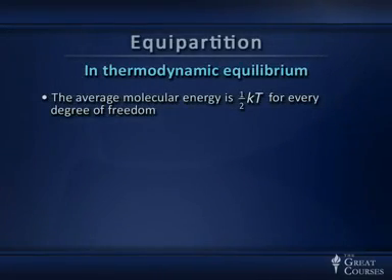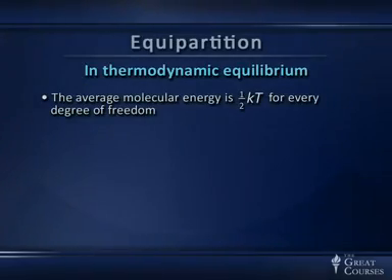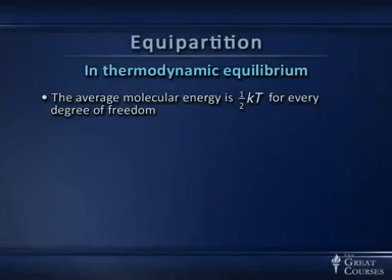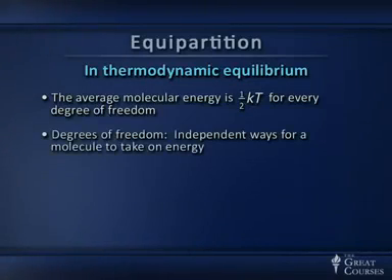There's a theorem in thermodynamics, which I'm not going to prove, but it says this. If you have any system in thermodynamic equilibrium, the average molecular energy is a half of this quantity kT. And notice now, remember, k has the units of joules per kelvin. So it's really a conversion between temperature and molecular kinetic energy. And the rule is there's a half kT for every degree of freedom. What's a degree of freedom? It's a way a molecule can take on energy.